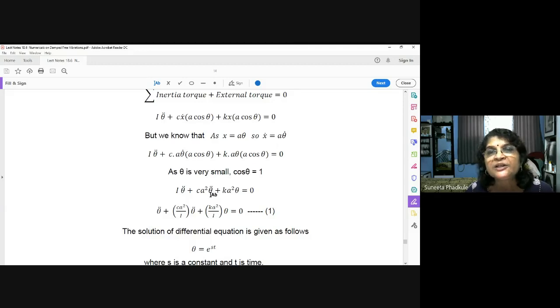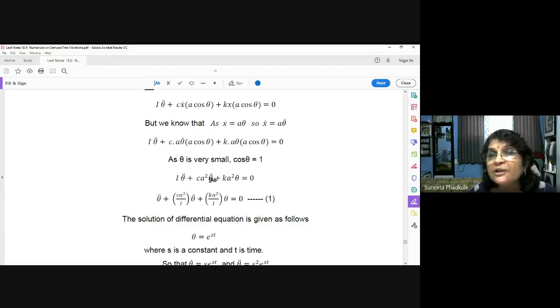Sorry, this is theta dot. Please make the correction. I don't know how it came here by mistake. This is theta dot, not theta double dot. Plus this is K into A into theta into A. So K A square theta is equal to 0.